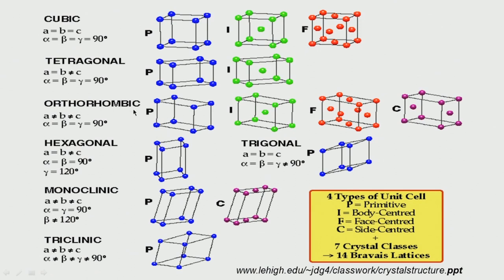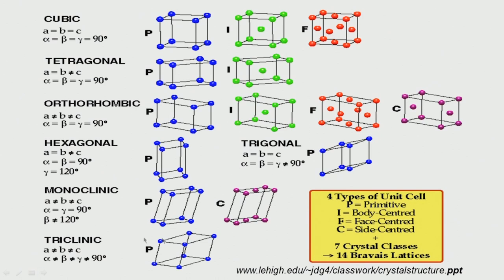If you take orthorhombic, A is not equal to B, not equal to C, but the angles are equal to 90 degrees. Look at this. You can have a primitive form, a body centered form, a face centered form, and also a side centered form, that means the 8 corners are filled and only these 2 sides are filled, unlike the face centered where all 6 sides have atoms. So this orthorhombic crystal class has 4 Bravais lattices. That is why in total we have 14 Bravais lattices and 7 crystal classes.